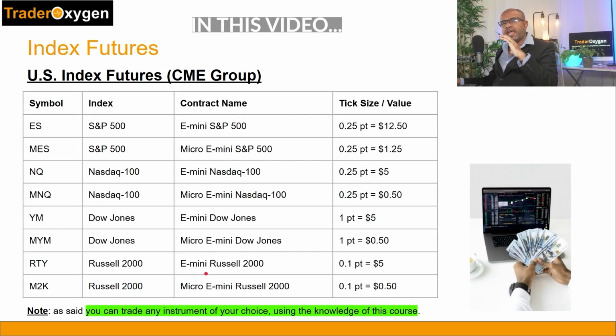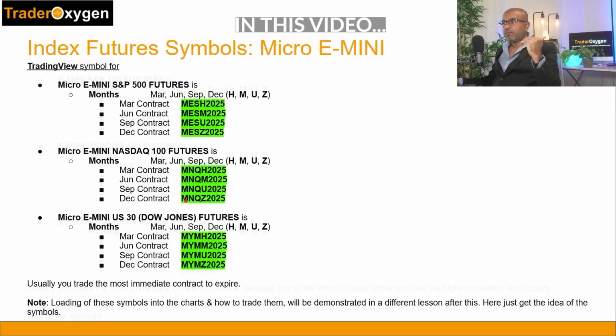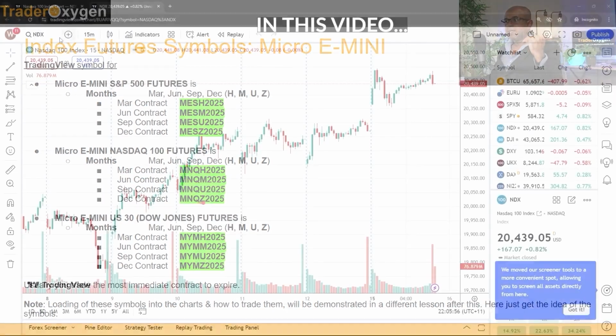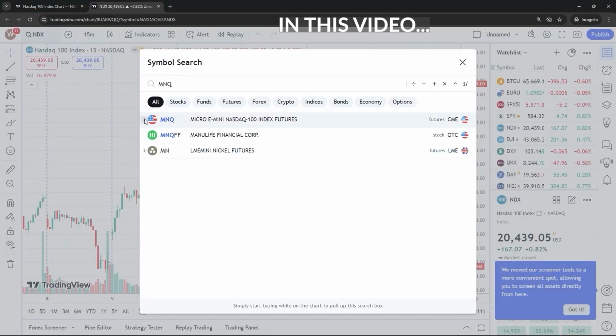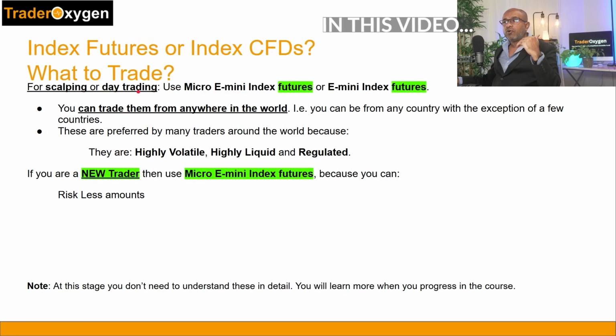You can trade any instrument of DAX, Germany, FTSE, UK, TradingView symbols, M for micro, NQ for Nasdaq, TradingView charts, if you type MNQ, if you expand, can exit the trade at a profit. For scalping or day trading, the reason is you can trade them from anywhere in the world.